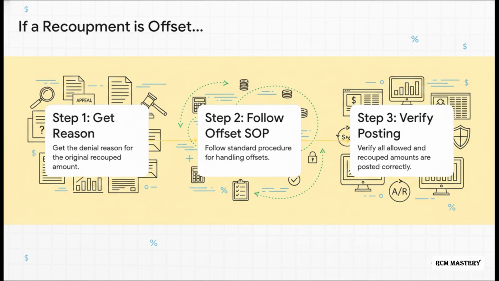So what's the game plan when this happens? It boils down to a really simple three-step process. Step 1. Investigate the why. You have to get the reason for that original recoupment so you can figure out if you can appeal it. Step 2. Follow the money. Use that offset checklist to track where the funds were actually taken from. And Step 3, and please don't skip this, verify your posting. You have to make sure these adjustments are reflected correctly in your system, or your accounts receivable will be a mess.